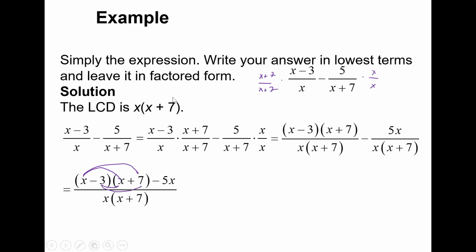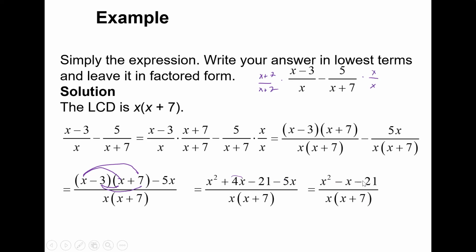And then we'll subtract 5x. So x times x is x squared. And then we have 7x minus 3x, which is 4x. And then we have minus 21. So they've kind of taken a step in between here and not shown you what they've done, but they basically taken the outers, multiplied it, the inners, multiplied it, added them together, and we get our 4x. Now we're going to simplify that. 4x minus 5x is going to be a minus x, and so we get this as our answer.